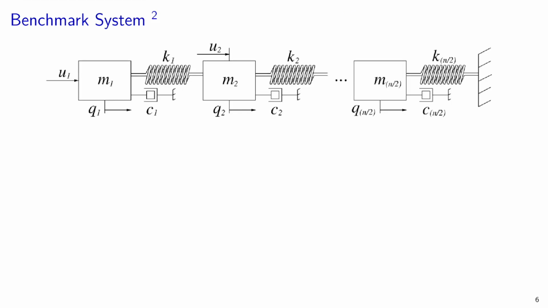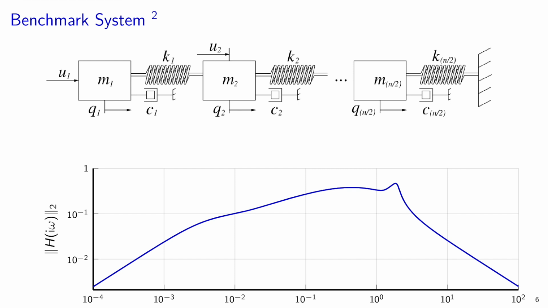To check the performance of these methods, let me introduce you to our benchmark system for today. It's a classic mass spring damper chain with force actuation and velocity measurement at the first two masses. The constants are chosen such that we have this nice and smooth transfer function, which should be easy to reduce.